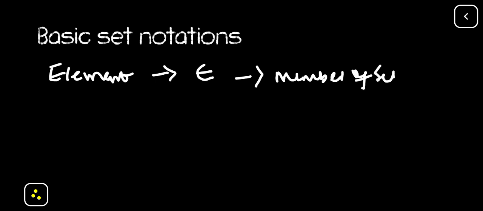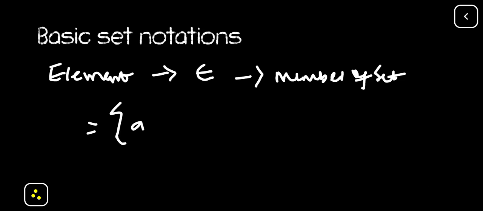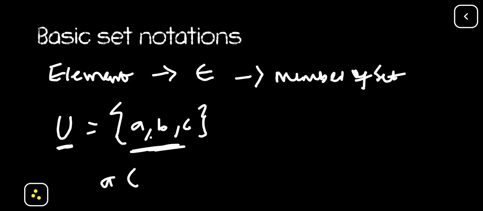All right. So if you have a set, let me not use A, let me use U, which is a set of letters A, B, C. Now A, B, C are members or elements of U. So if you want to write it out, you can say that A is an element of U. You can also say B is an element of U.